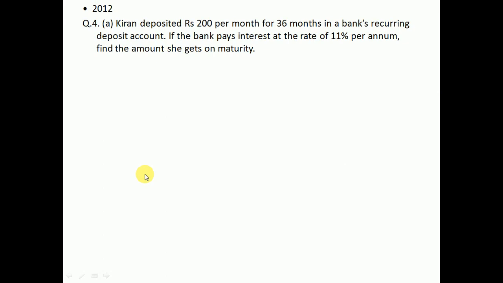Now let us move on to the next question. Please go through the question on your own by pausing. Now, even the answer is displayed over here. Try to solve it on your own, because it is the same type of question. Solve it on your own and you must get this answer: maturity value is 8421.